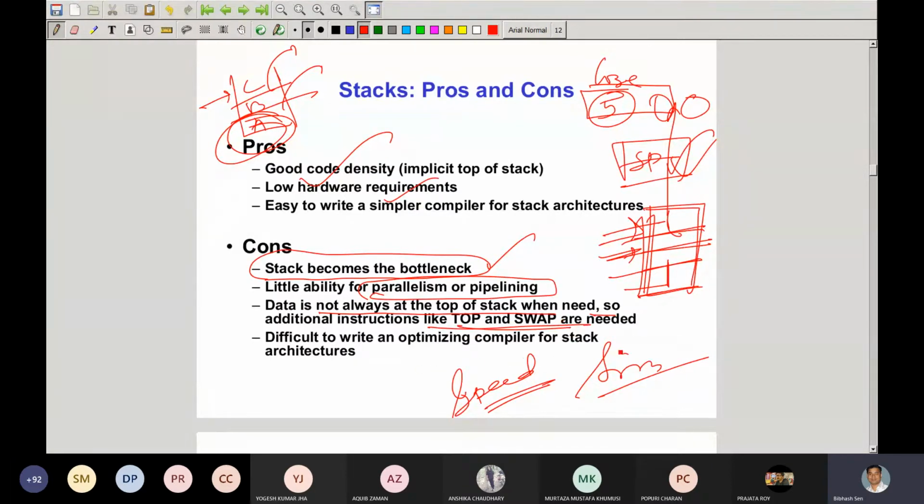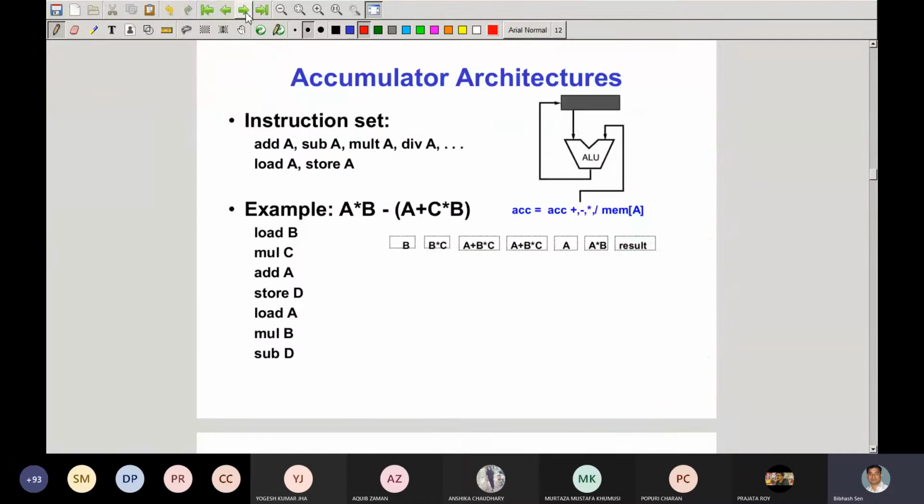It is difficult to write an optimizing compiler for stack architecture. So optimizing compiler is a big issue. So it cannot be processed in these cases for stack operation.